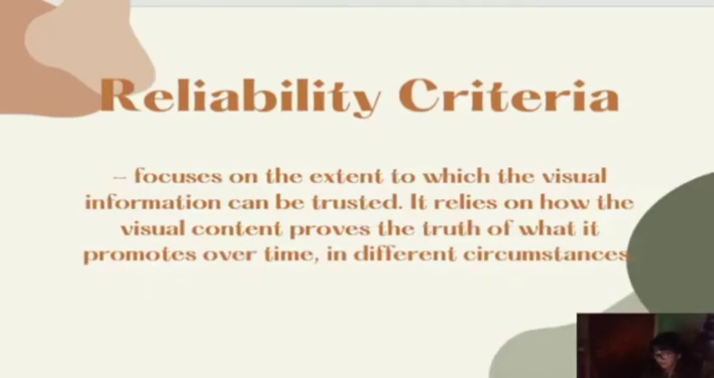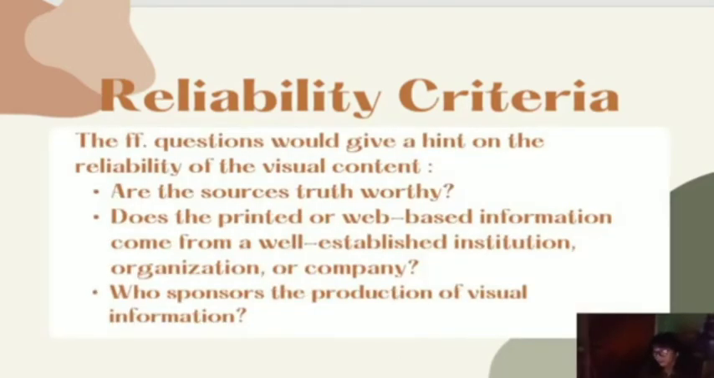Reliability criteria. It focuses on the extent to which the visual information can be trusted. It relies on how the visual content proves the truth of what it promotes over time in different circumstances. So reliability is when a measure or test yields the same results no matter how it repeats. Reliability criteria helps to know if the visual information can be trusted or not. These are the following questions that would give a hint on the reliability of the visual content.